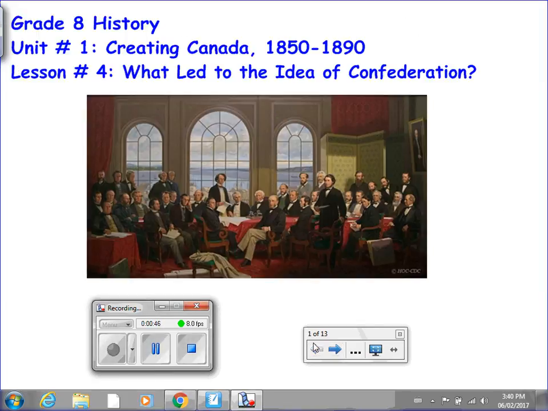Okay, so here we are. This is a famous, iconic Canadian painting showing all of the men who collectively would come to be known as the Fathers of Confederation. These were the politicians who led the uniting of initially four British North American colonies into the Canadian Confederation.